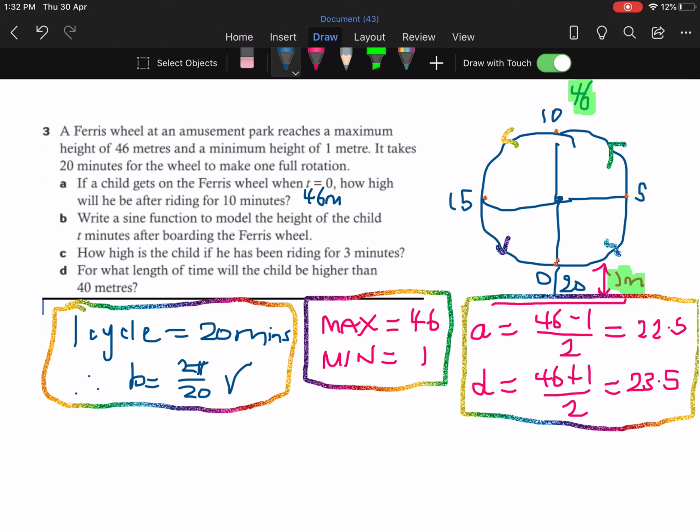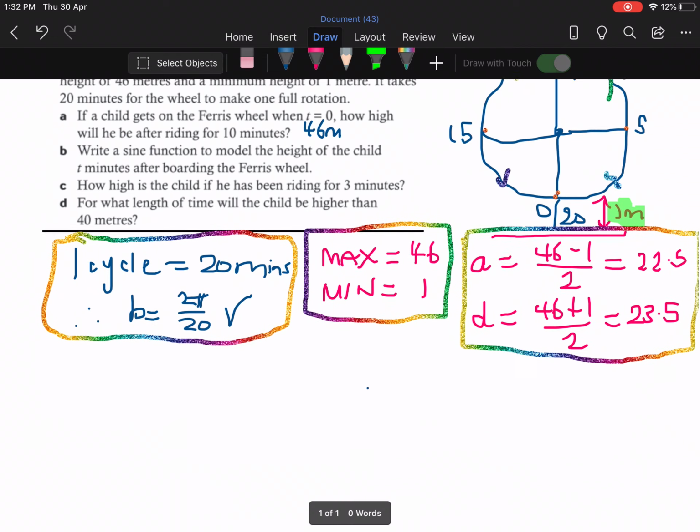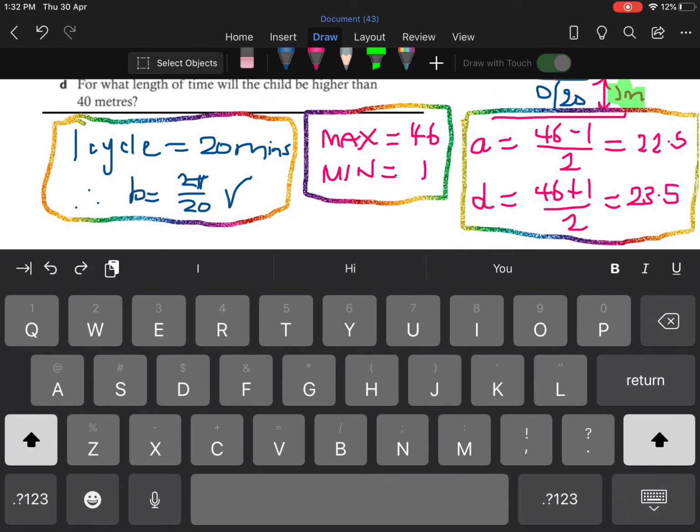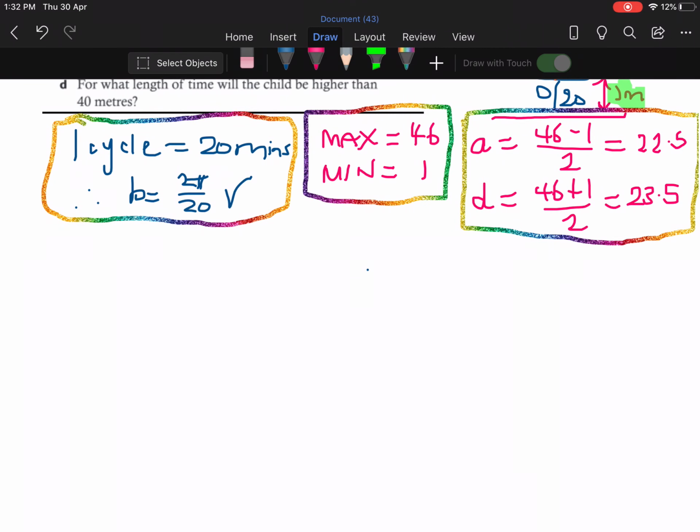So it then says write a sine function to model this. So the only thing I haven't got is the horizontal shift. Now the horizontal shift's a wee bit trickier, but I'll try to draw it graphically so you can kind of see what you have to do here. So the key thing is to draw this out. Once you've got the information, draw a sketch of the graph.